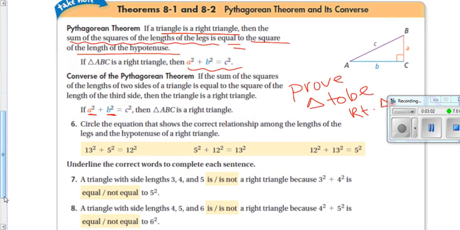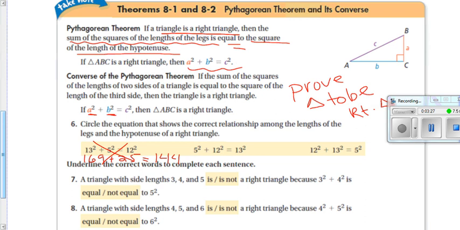Circle the equation that shows the correct relationship. Okay, well, taking a look at them, I can go through and do math. 13 squared is 169. 5 squared is 25. So in order for this to be true, those two have to equal 12 squared. Well, 12 squared is 144. And doing the math, those aren't accurate. So I can go through, I can do all the math, or I can just look at them, and one of them to me stands out right away.